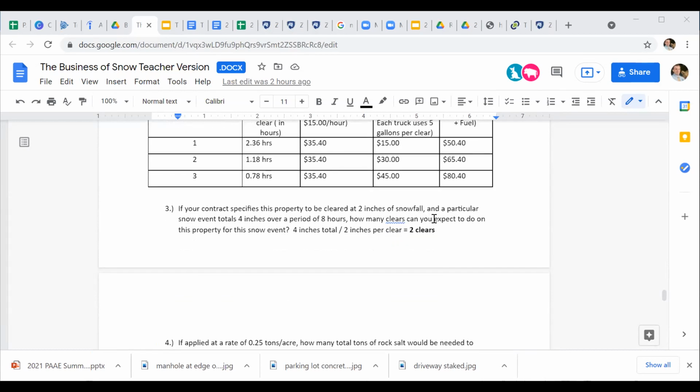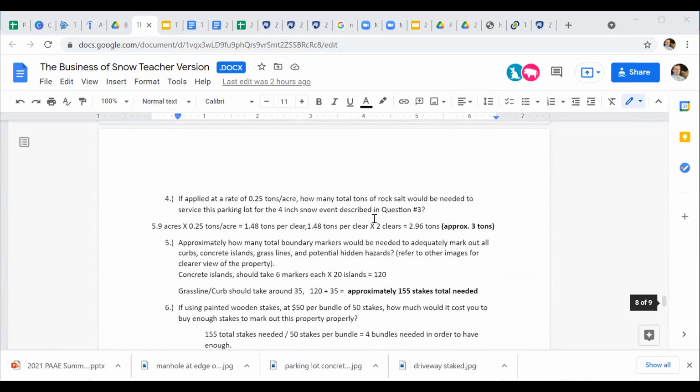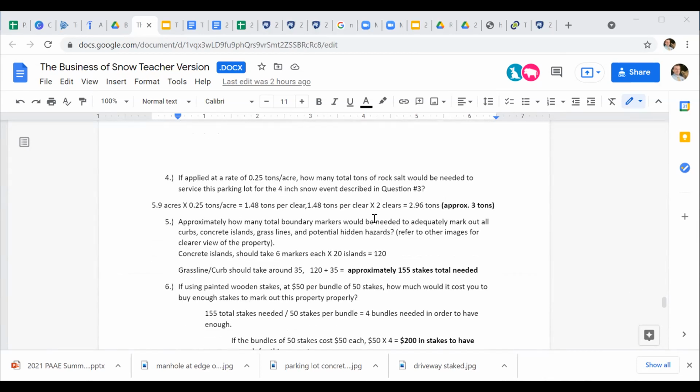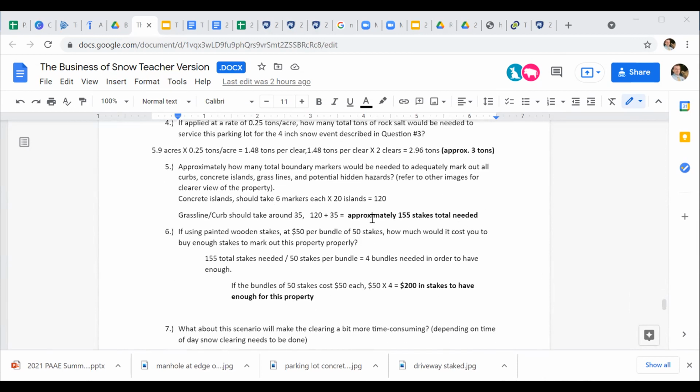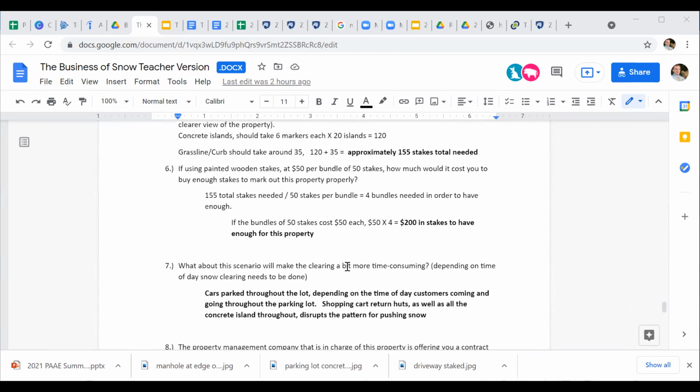So then I threw a hypothetical in here. You know, I did this for the Burger King scenario 2. Everything we've been talking about has been for one clear. This forces them to think, well, what if we have a storm that causes more than one clear? How often, based on what the contract says, am I going to need to go back and do that property? This is making them calculate the stakes and the cost of those stakes.